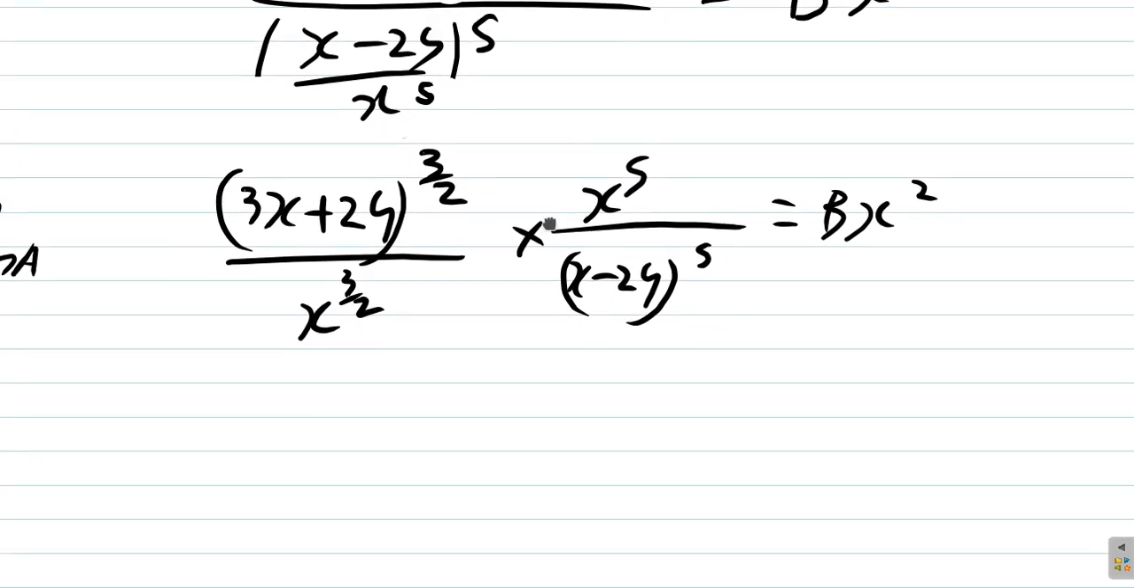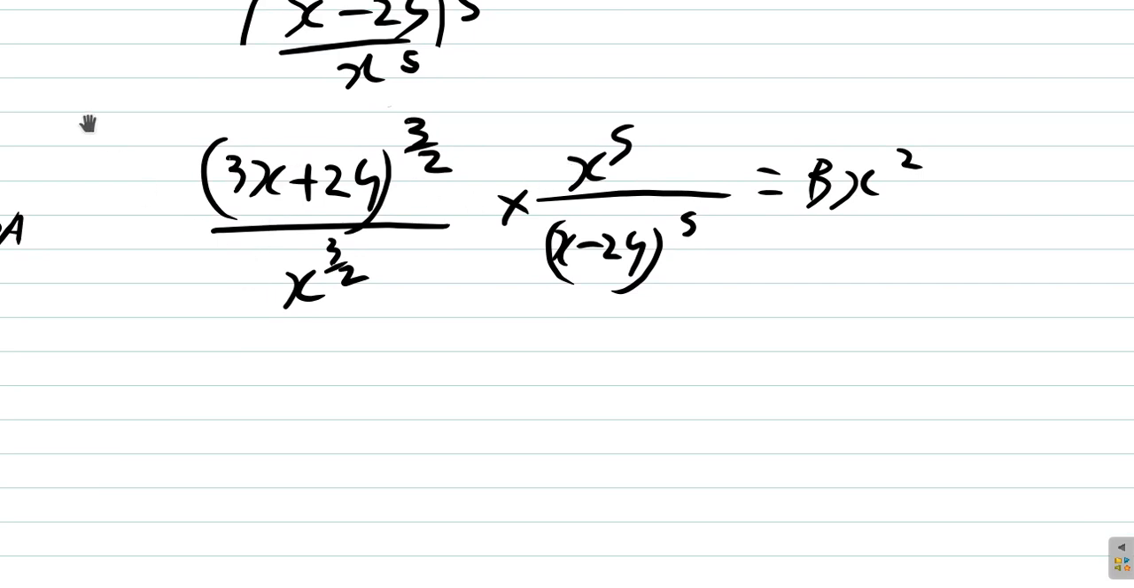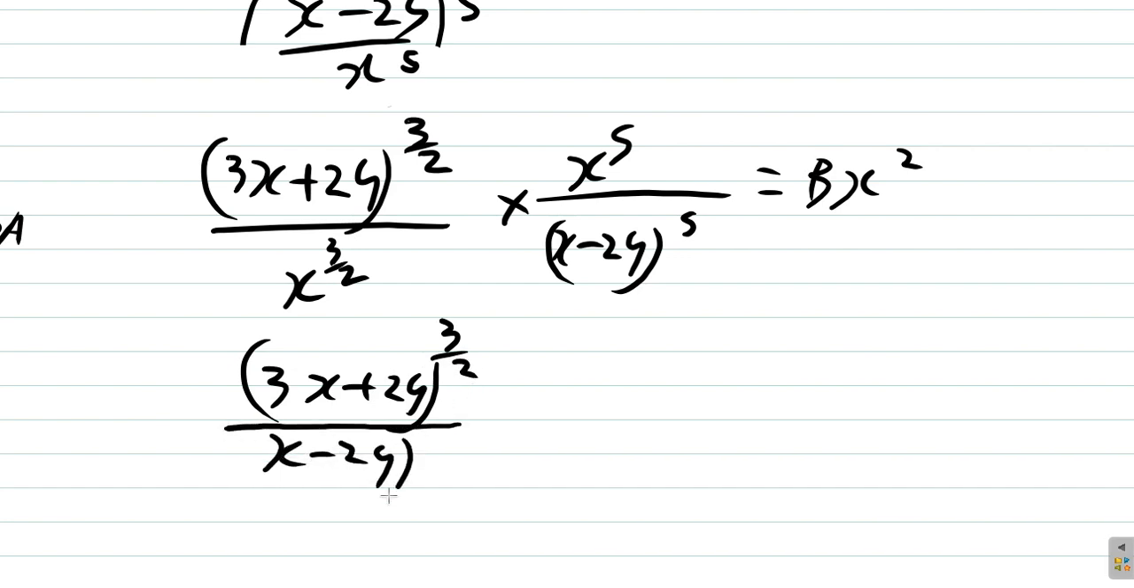But these two x's now, what we have is 3x plus 2y to the 3 over 2 over x minus 2y to the 5 times x to the 5 minus 3 over 2, right? So you have the 5 minus 3 over 2. That would come out to what? 7 over 2. So x to the 7 over 2 equal bx squared.